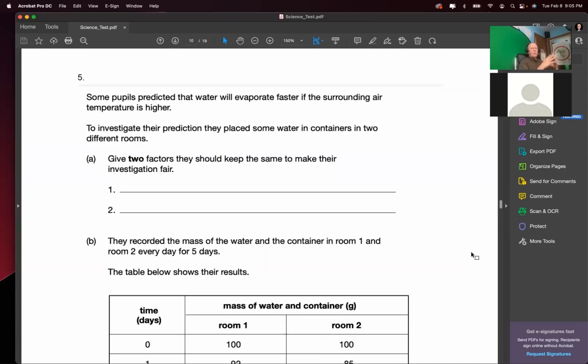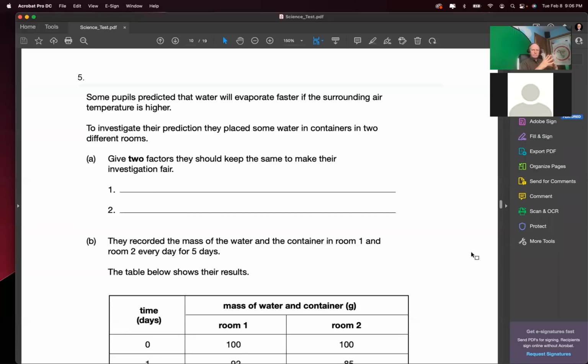Some pupils predict that water will evaporate faster if the surrounding air temperature is higher. To investigate their prediction, they place some water in containers in 2 different rooms. Give 2 factors they should keep the same in order to make their investigation fair. Okay. And again, this is open-ended. There are multiple answers that you could give here. As long as both your answers are correct, you get credit for it. Okay, that helps.